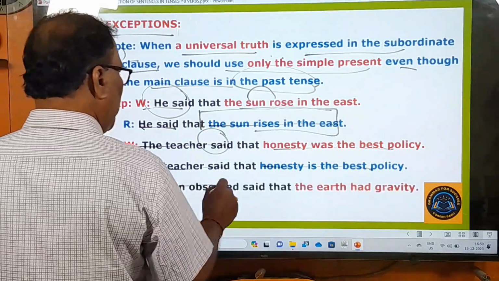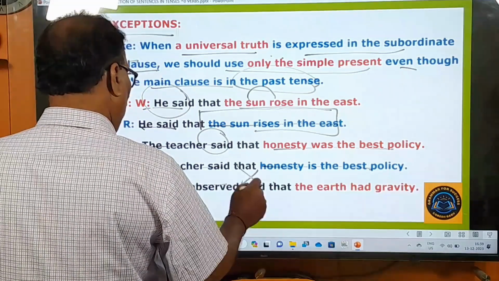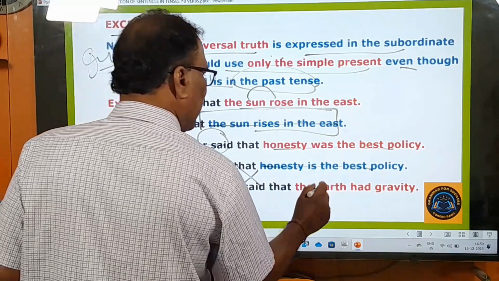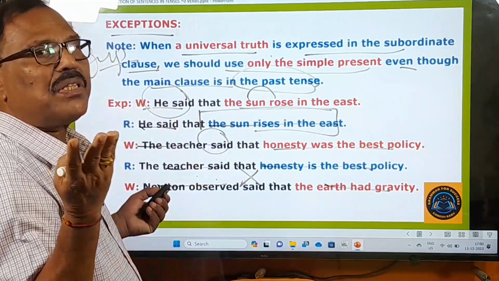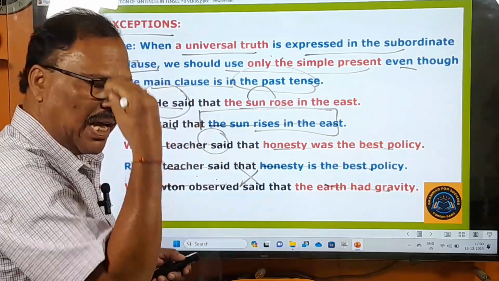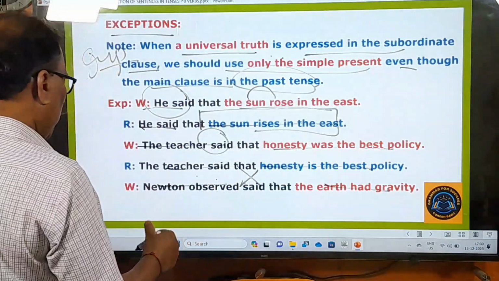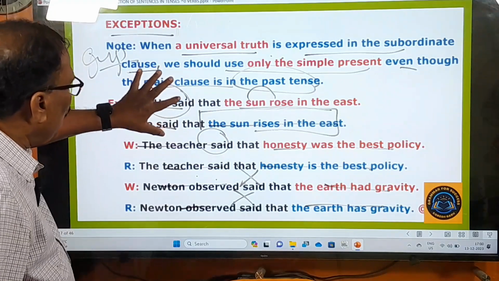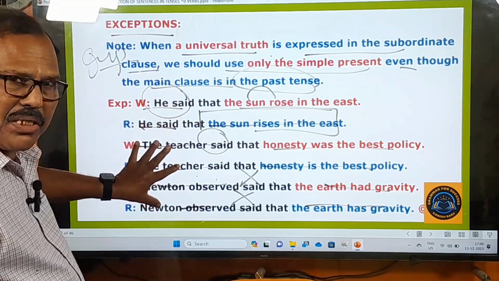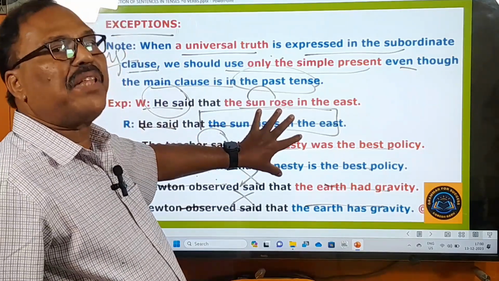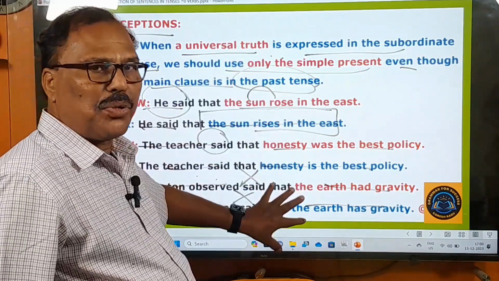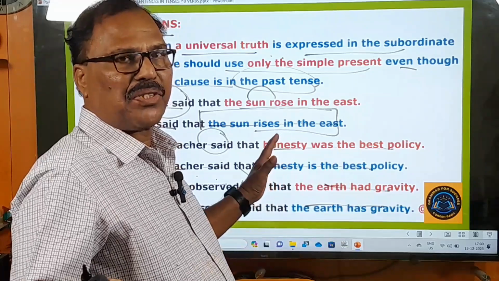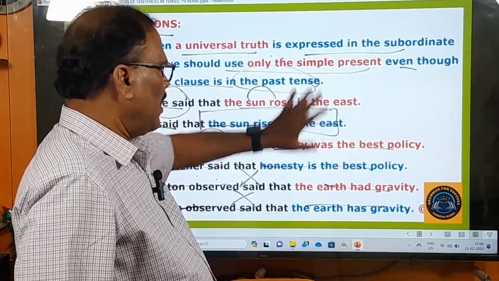And then comes Newton observed that, Newton said that, so two things are given, a typographical mistake. Newton observed that the earth had gravity. The earth having gravity is a universal truth. Whether you believe in that or not, it has that gravitational force, right? And that's why Newton observed that the earth has gravity. In this way, even though the main clause is in the past tense, if there is a universal truth in the succeeding sentence, you have to use only the simple present and not the relevant past tense. That is the rule you have learned here.